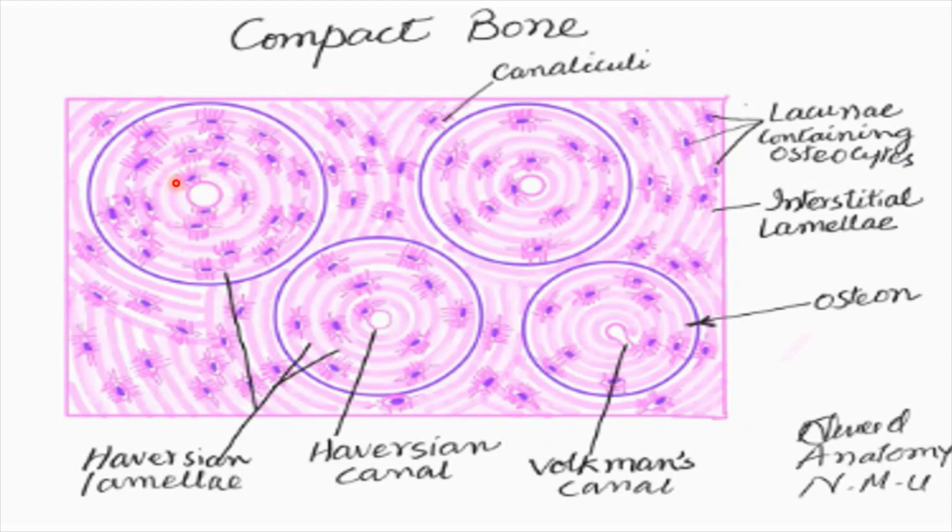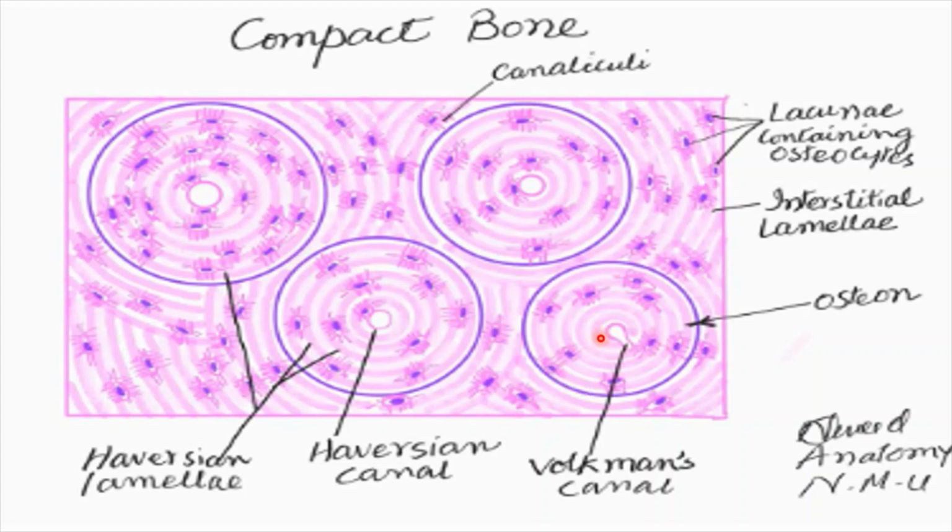As the lamellae are concentric, you can see this here is what we call the lacunae. The lacunae has got a dark cell inside here. That's what we call the osteocyte.